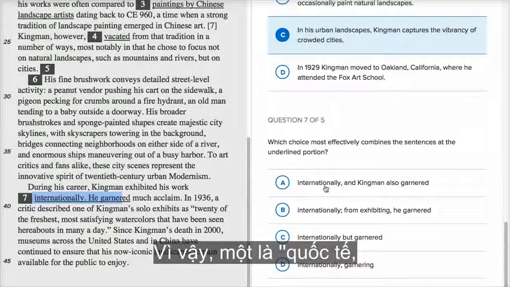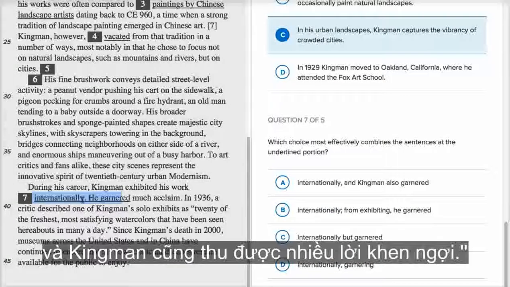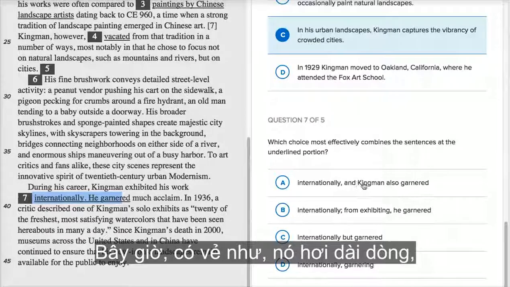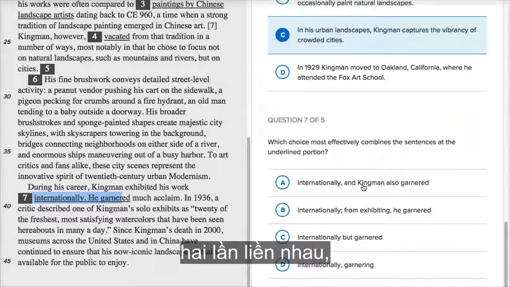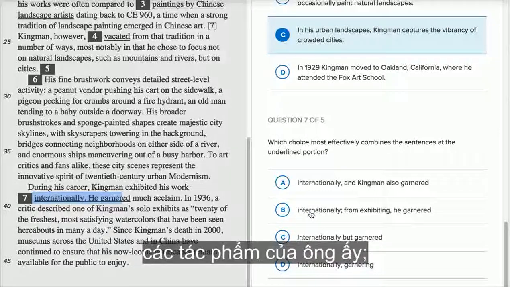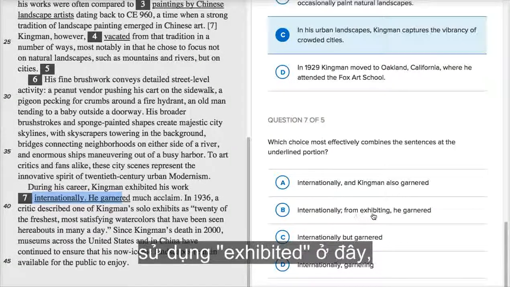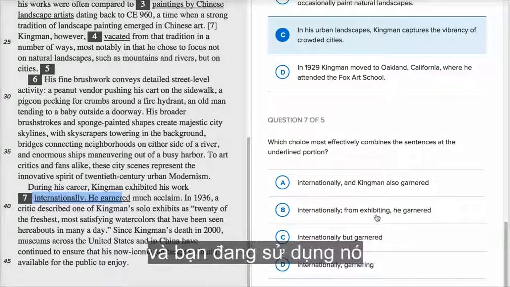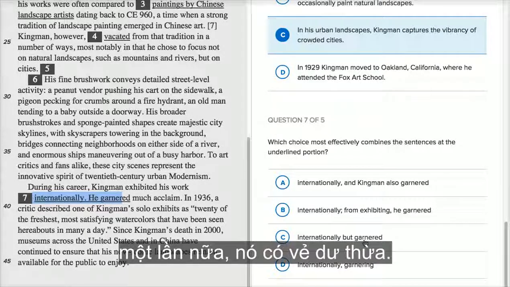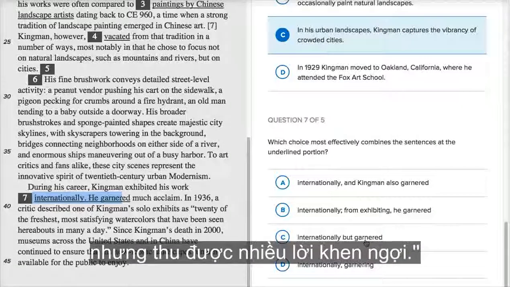So one is internationally, and Kingman also garnered. So Kingman exhibited his work internationally, and Kingman also garnered much acclaim. Now that just seems a little wordy. You're saying Kingman twice, very close together. You don't need to, so I wouldn't do that one. Kingman exhibited his work internationally. From exhibiting, he garnered much acclaim. So once again, you're using exhibited up here, and you're using it again. It feels redundant.